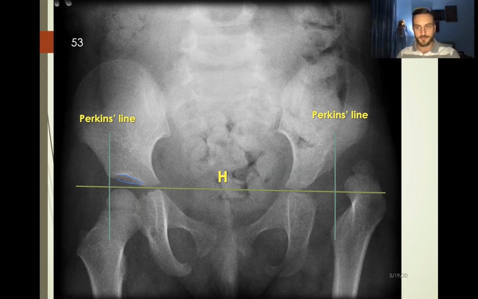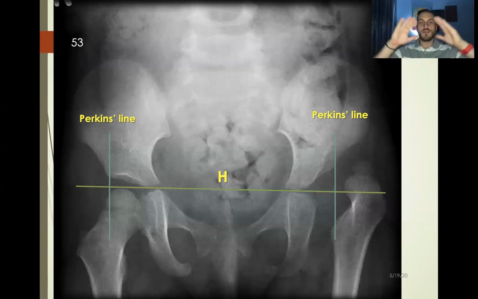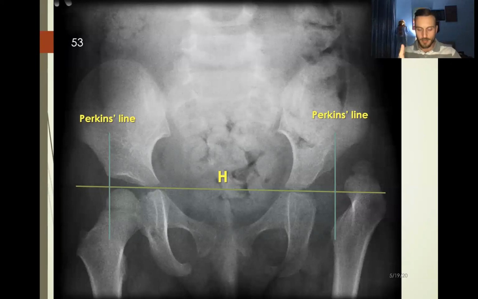Let's clear everything again and take the mouse. As you can see here, this is the anterior lip. It's going up, up, up because it's dysplastic, and this is the posterior lip. For the P line, we take the most lateral part of the whole acetabulum, not the anterior or the posterior lip. So the H line goes through the triradiate cartilage, and the P line is at the most lateral part of the whole acetabular roof. Very important.